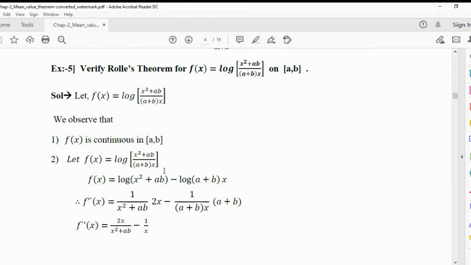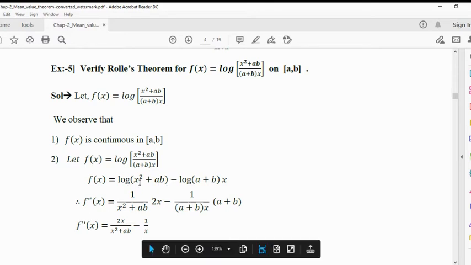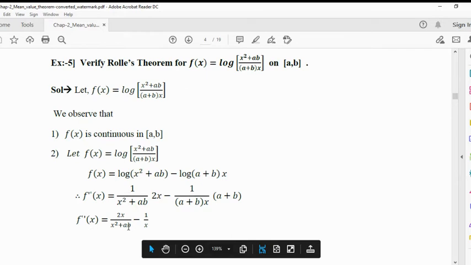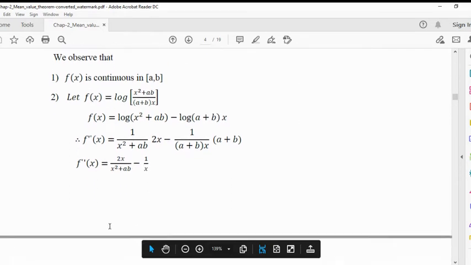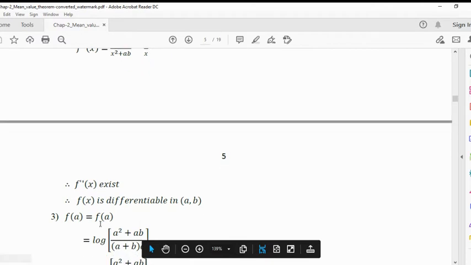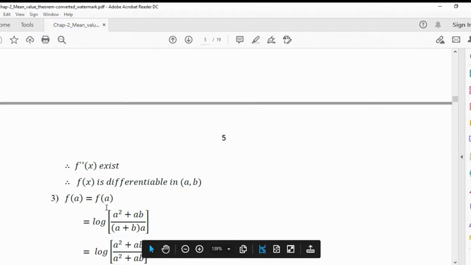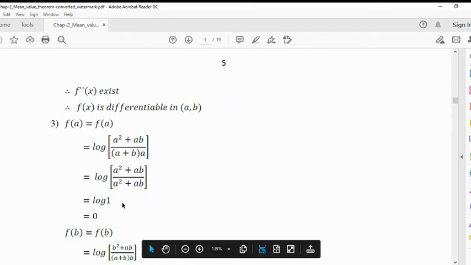Now it is easy to find the derivative of this function. Derivative of log of a function is 1 upon the function, so 1 upon x square plus ab into the derivative of this, that is 2x. Again, 1 upon a plus b into x into the derivative, which is a plus b. So this a plus b gets cancelled. So f dash x is 2x upon x square plus ab minus 1 upon x. This is our f dash of x. So f of x is differentiable on open interval ab.